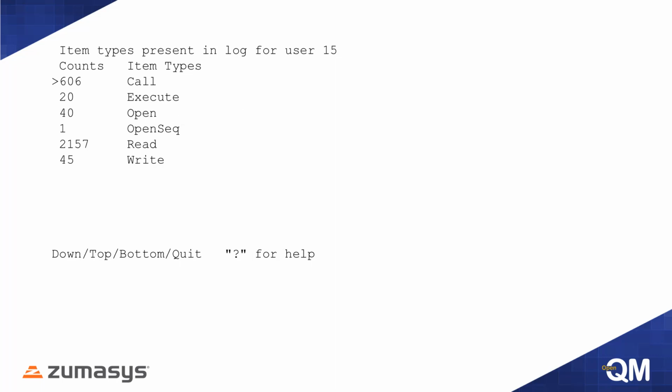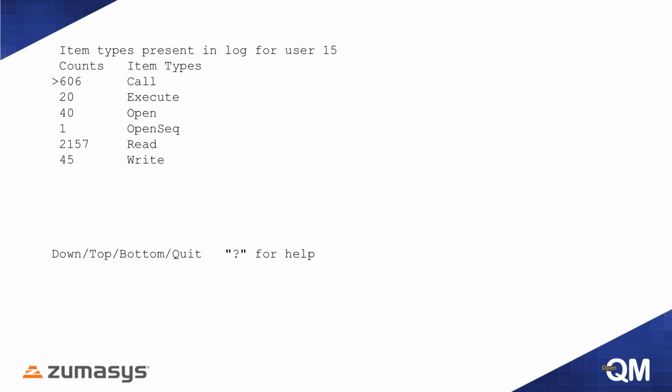So as it says here, item types present in the log for user 15. So for each of them it shows the count. It shows us how many we've done and what it is we've done. So there are 606 calls that have taken place during the execution of this particular profiling period. There are 20 executes, 40 opens, 1 open seek, just over 2,000 reads and 45 writes. So it gives us a hint about what this user has been up to in his application.